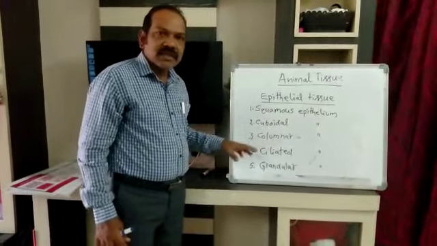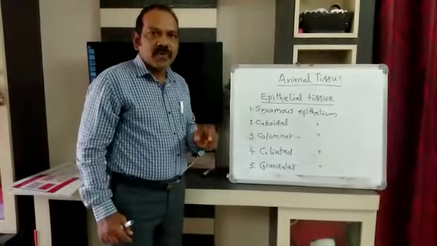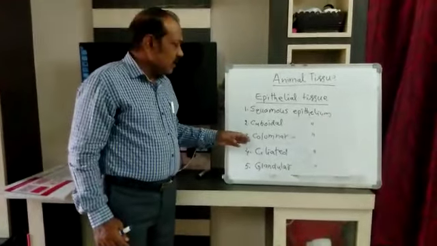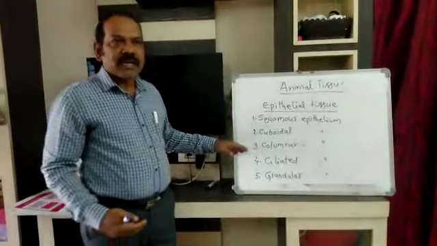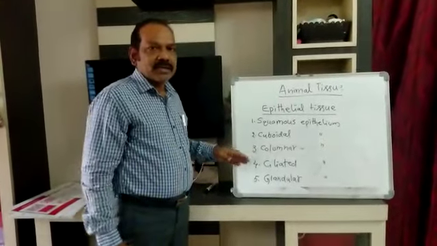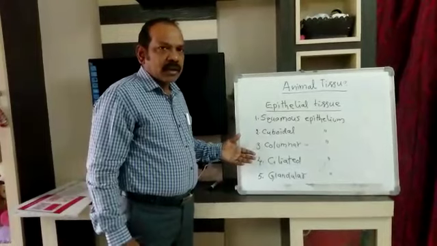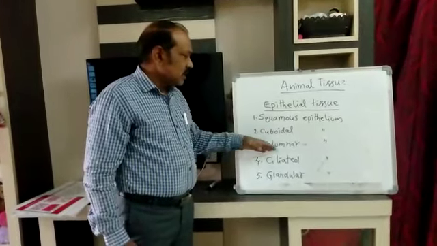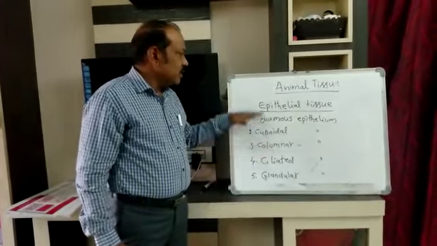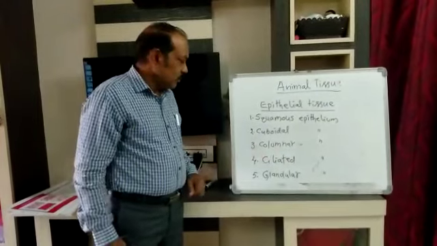Columnar, as the name suggests, the cells are in the shape of columns, pillars, and they are usually found in our GI tract: our stomach, small intestine, large intestine, the colon, gallbladder, all these parts. The tissue is columnar epithelium.